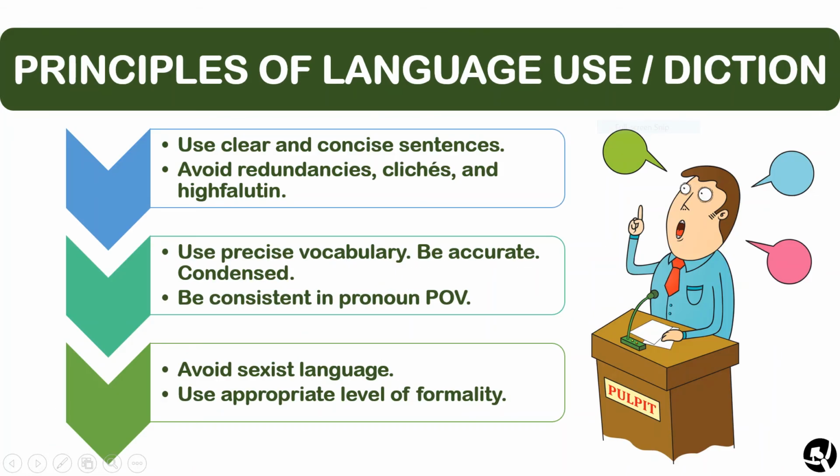Now, what are the principles of language use? We have here six. First, use clear and concise sentences. Second, avoid redundancies, cliches, and highfalutin words. Third, use precise vocabulary, be accurate and condensed. Fourth, be consistent in pronoun point of view. Fifth, avoid sexist language as much as possible, write for the benefit of everyone. And lastly, use appropriate level of formality.